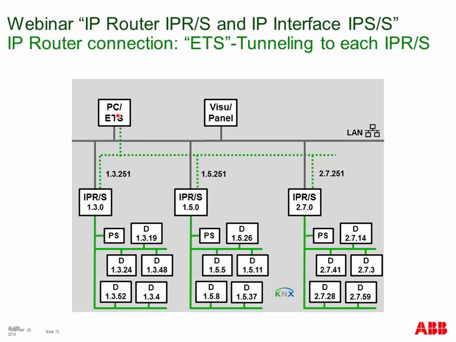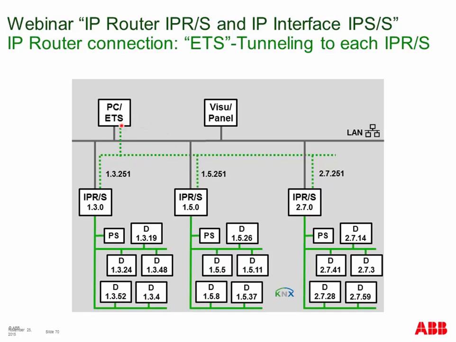Then we go to our ETS and create such a tunneling connection. So tunneling from our ETS into line 13, and remember the local address of this tunneling connection must be 13, for example 251. To the next IP router we have to create another tunneling connection, and here the local address of this tunneling connection must be 15.255.51, for example, because this is the IP router 150. And this IP router has the address 270.